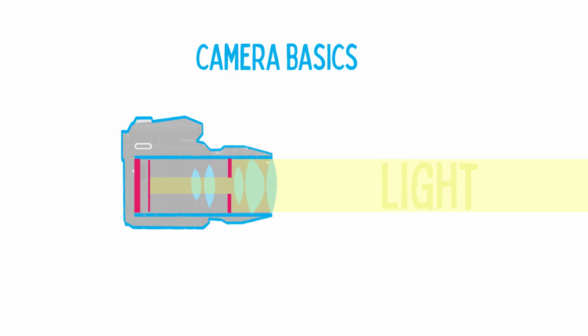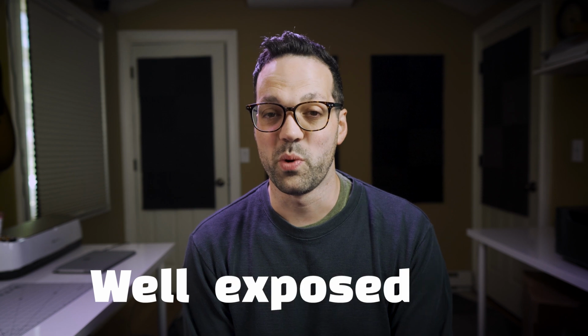So when you take a picture, the image sensor in the camera is exposed to a certain amount of light for a certain amount of time. And the more light is exposed to the sensor, the brighter the image will be. And the less light is exposed to the sensor, the darker the image will be. Now, most times when you take a photo, you want an image that has a nice balance of dark and bright areas, and that's what's called a well-exposed photo.